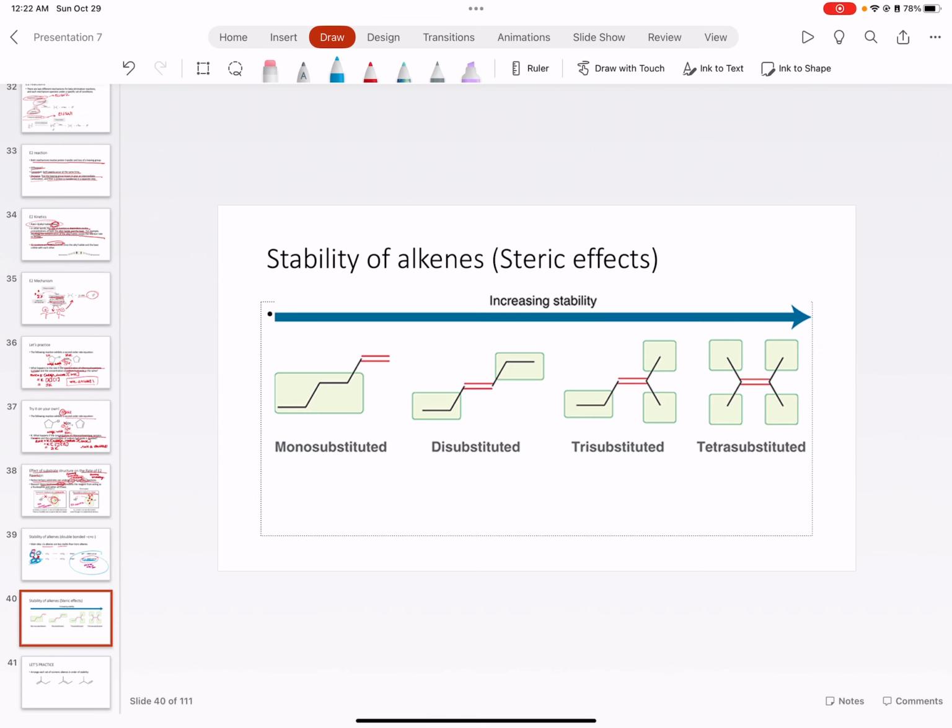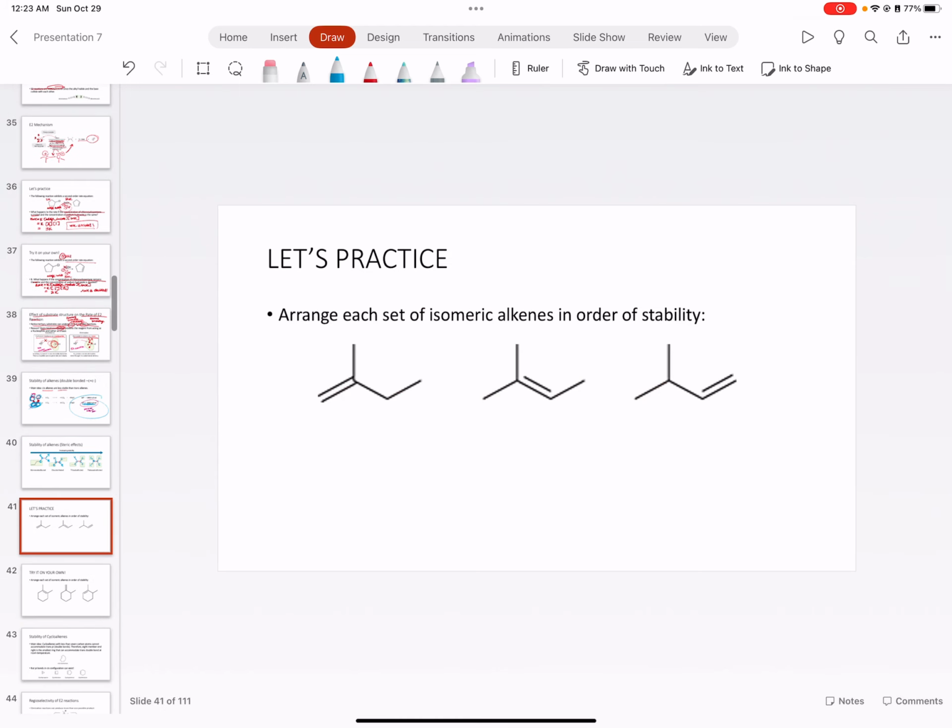So stability of alkenes, there are steric effects. The more substituted, the greater the stability. The more substituted just means the more carbon-carbon chains it has in here. So for example, a monosubstituted, so we just have one carbon-carbon. In here we have 1 and 2 carbon-carbons. Here we have 1, 2, and 3 carbon-carbons. And then in here we have 4. So the more the better.